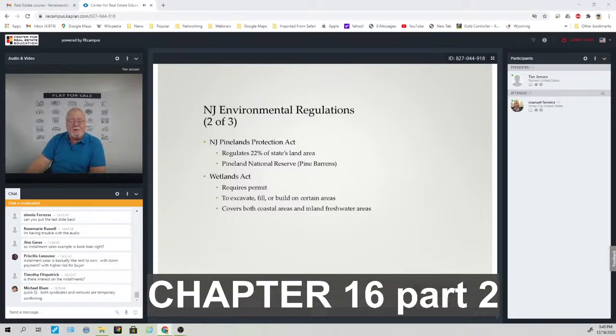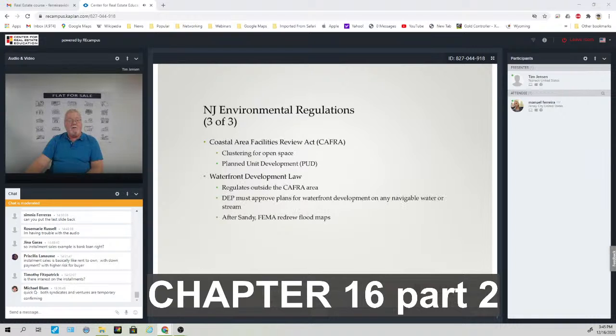So the wetlands require permits and special permitting to build, excavate, or do any type of development whatsoever in a certain area. And it covers both coastal areas and inland freshwater areas. There's the Coastal Area Facilities Review Act, known as CAFRA, which, according to them, along these coastal areas, encompasses anywhere from the Atlantic Highlands inside the Sandy Hook, up and around Sandy Hook, all the way down around Cape May, and almost halfway up to Trenton, because that's all oceanfront property, believe it or not.